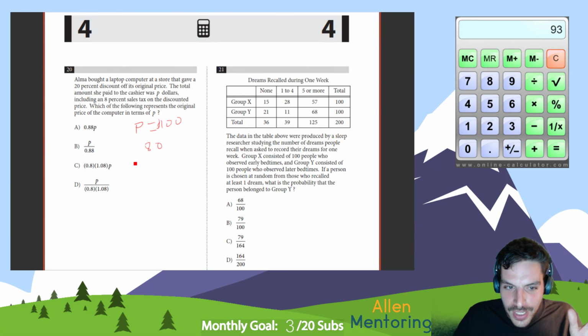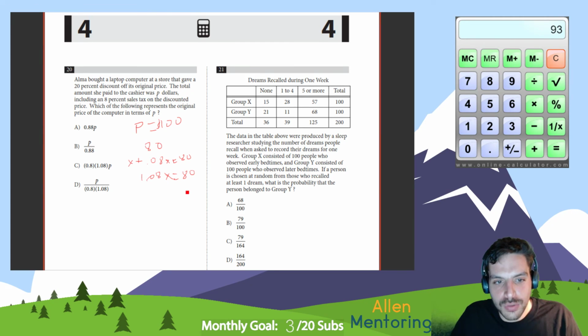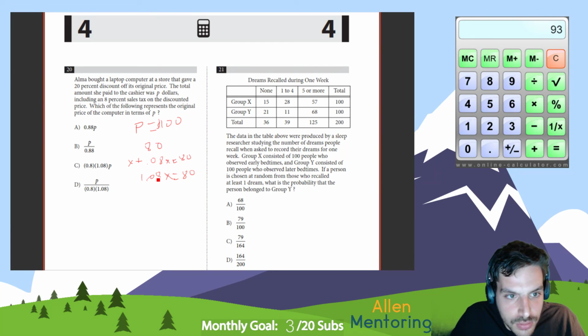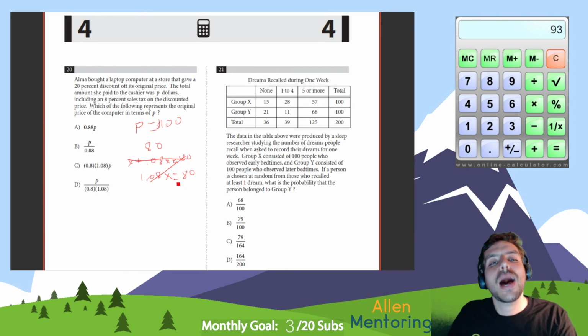So there's some original price, X. Then she paid an 8% tax on X, and that all came out to be some sort of 80. So if you look at it, we have 1.08x is equal to 80. So in order to find out what the original price was, we want to... Or maybe, oh, no, I'm sorry. I'm misreading this completely wrong. That's on me, guys. She paid an 8% tax on top of the 80.